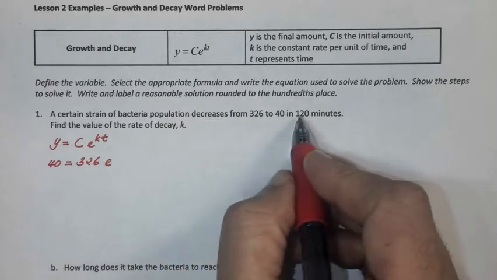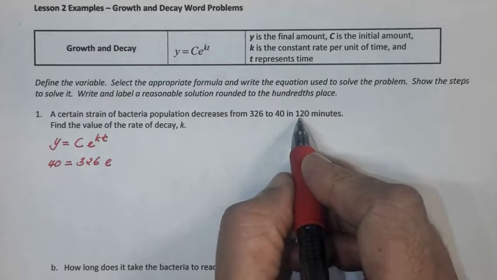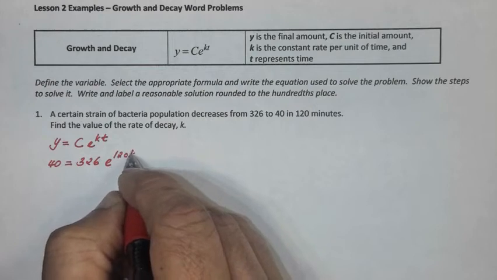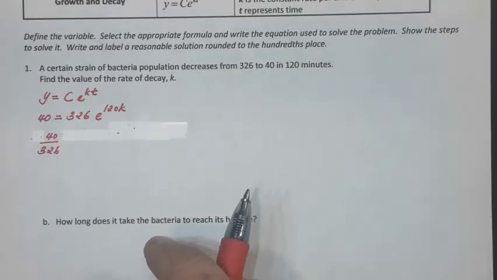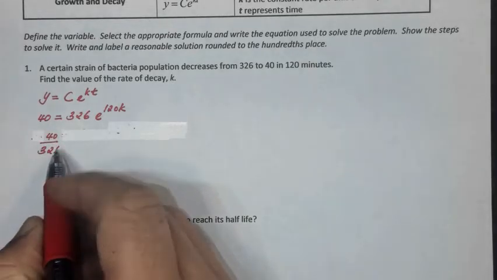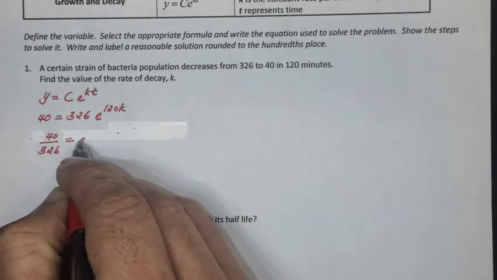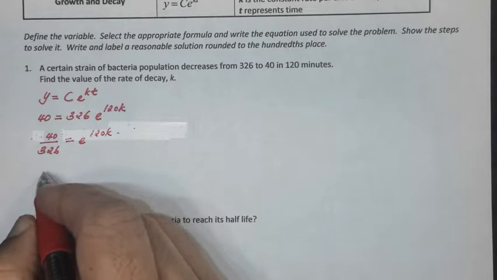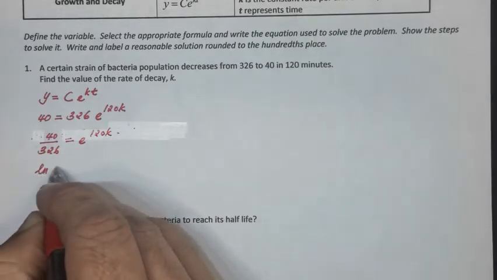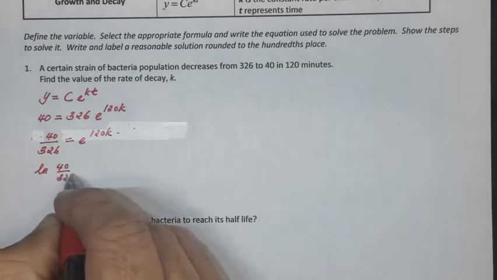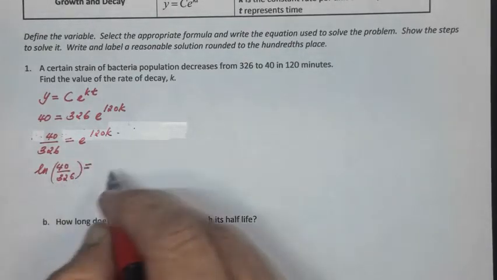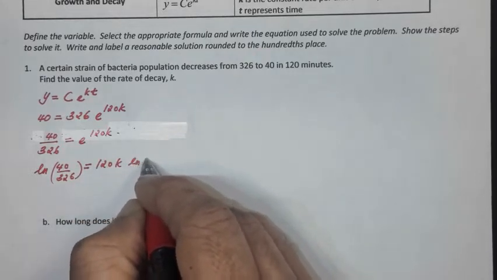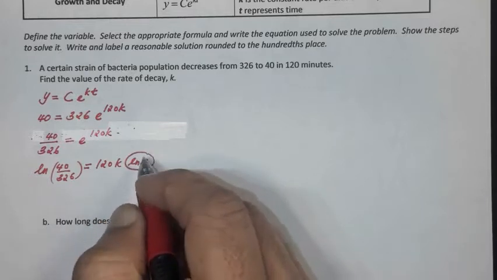We know t is 120 minutes, so that is going to be 120k. We need to find the value of k. So 40 over 326 is equal to e to the power of 120k. Apply a natural logarithm on both sides will give you ln 40 over 326 is equal to 120k ln e. Doesn't make any difference. This part right here is going to be just 1.